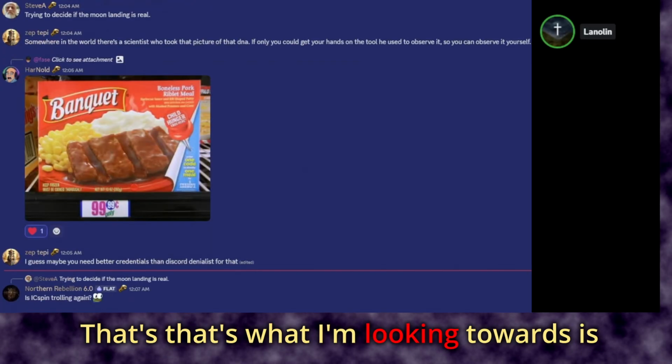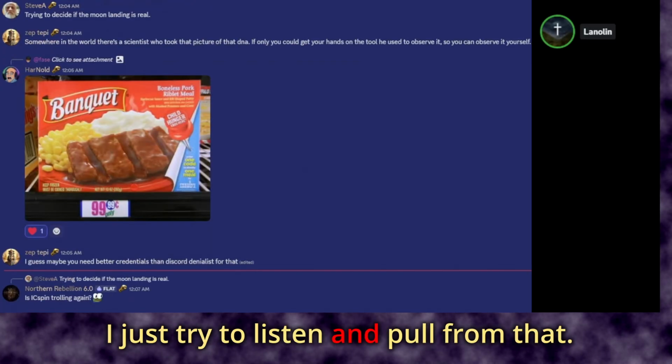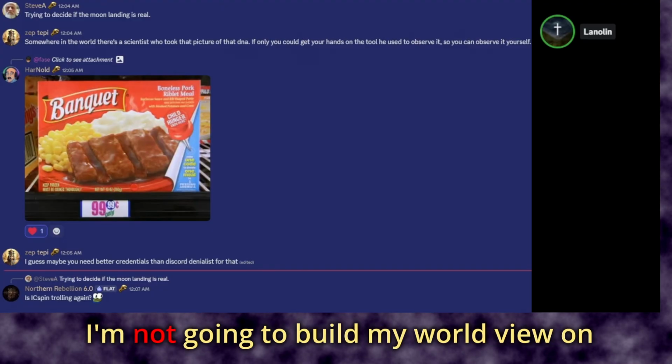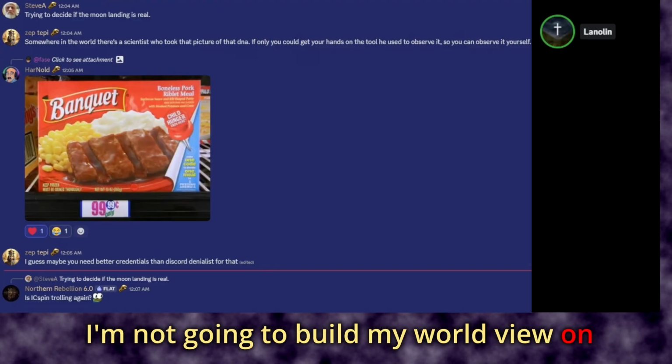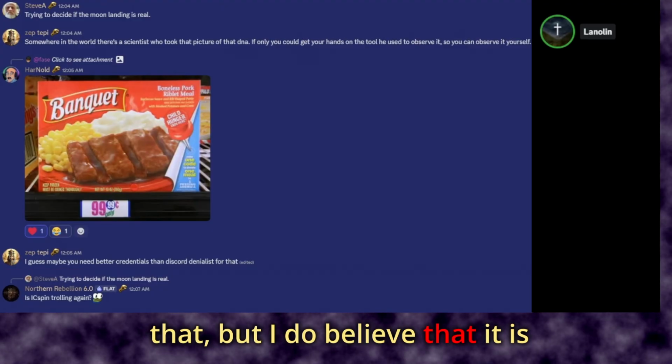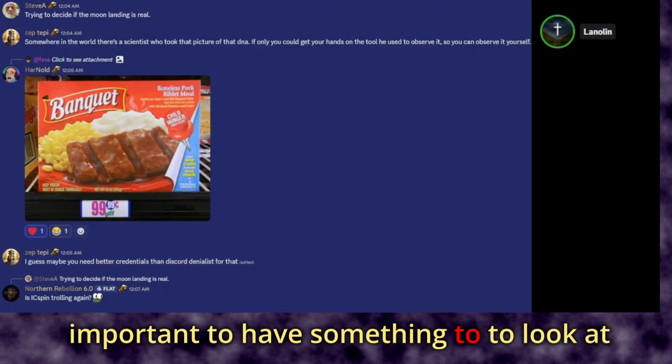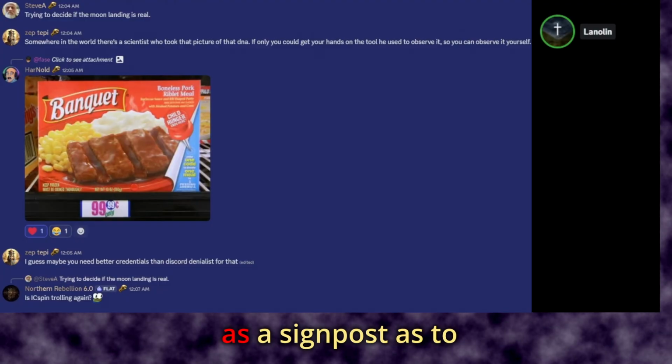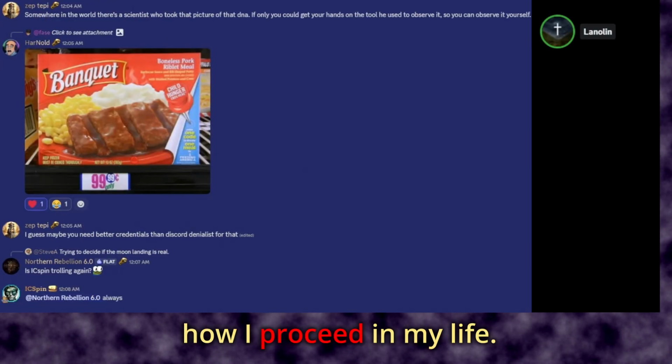That's what I'm looking towards. I just try to listen and pull from that. I'm not going to build my worldview on that, but I do believe it is important to have something to look at as a signpost as to how I proceed in my life.